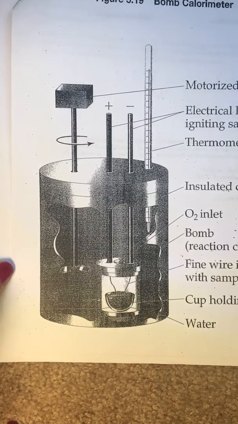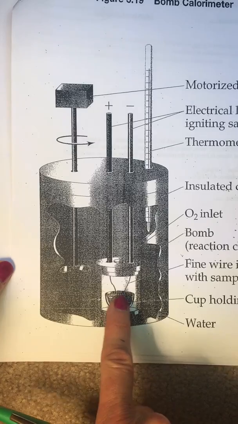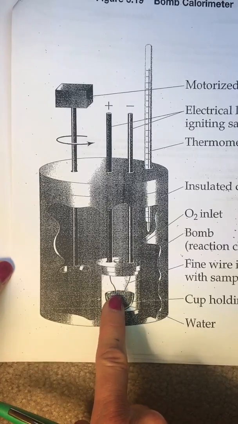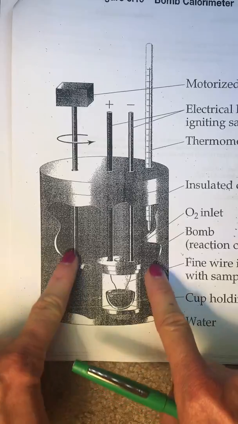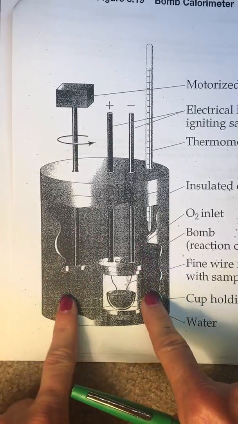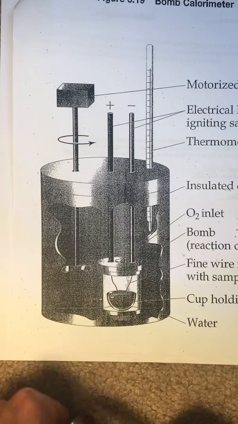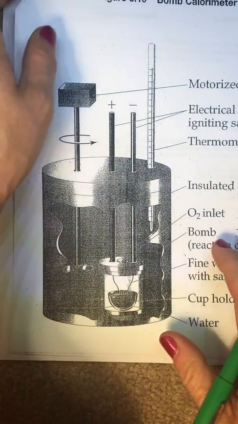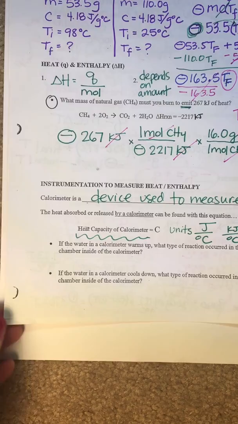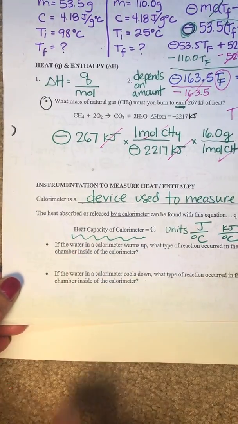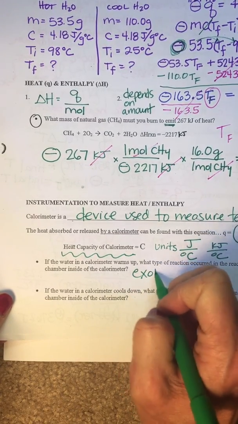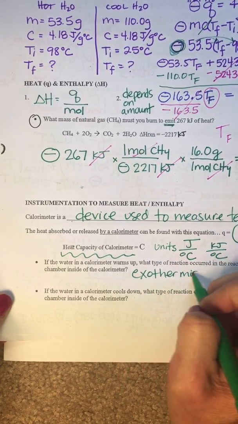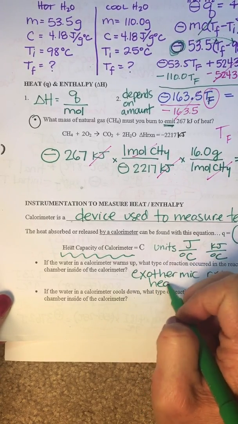So the question is, right? If we had an exothermic reaction happening in here, what does exothermic mean? That means to release heat. Well, where does that heat go? That heat goes out into the water. So we would see our thermometer rise because the water is warming up. Okay? So back to our little question here. If the water in a calorimeter warms up, well, what type of reaction occurred? That was an exothermic reaction. Heat was released.